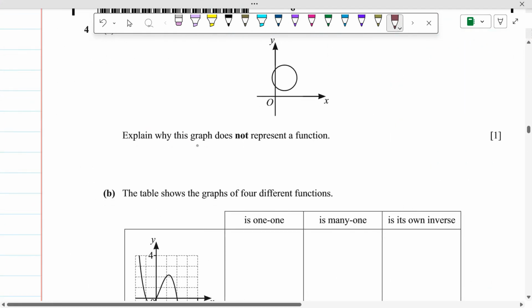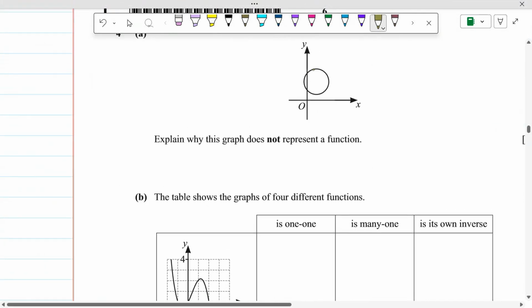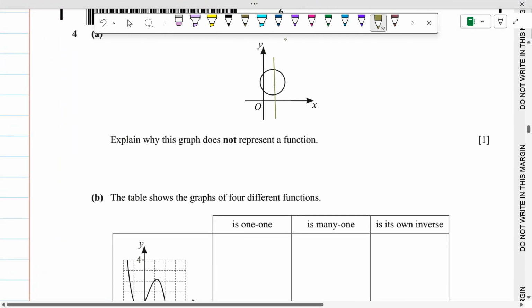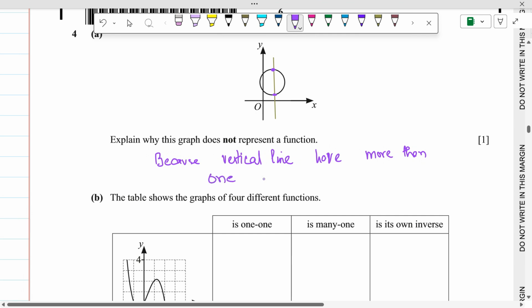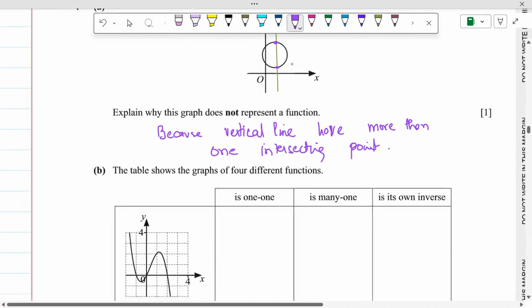Okay. Explain why this graph does not represent a function. Because when we draw a vertical line, this line intersects the sketch at 2 points. So we can say that this graph has failed the vertical line test, so it is not a function, because a vertical line has more than one intersecting point. So that's why this graph is not a function.